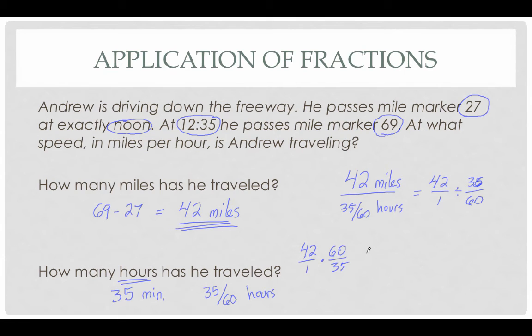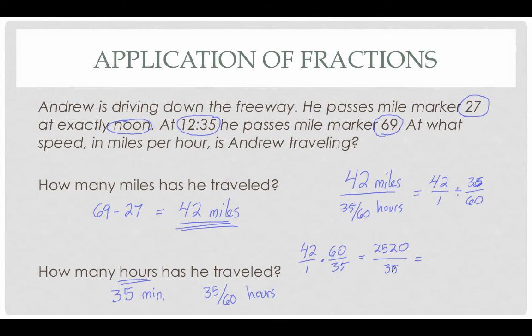We're going through all of our steps, right? And let's do some multiplication now. So 42 times 60 is going to be 2,520. And 1 times 35 is 35. That's pretty easy. I want to simplify this thing down.